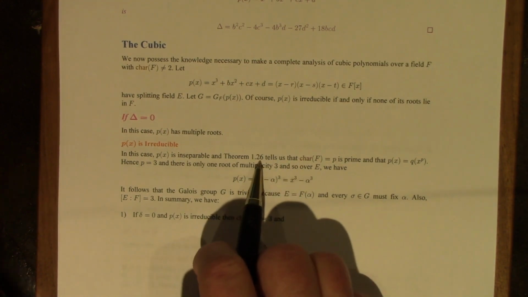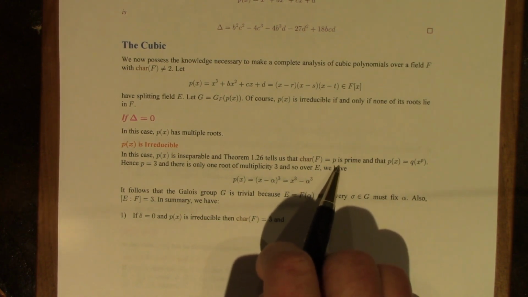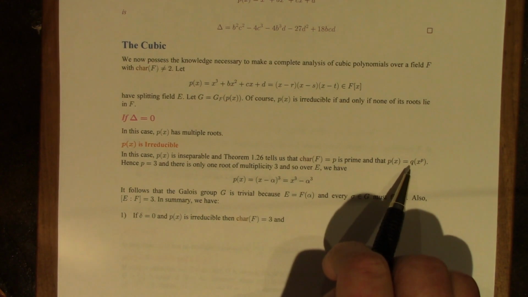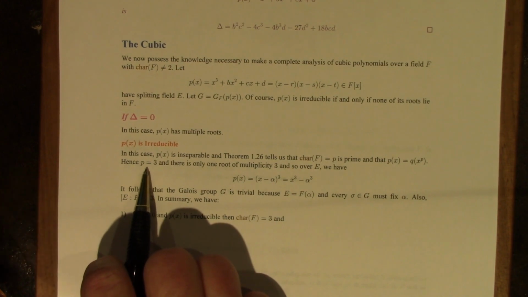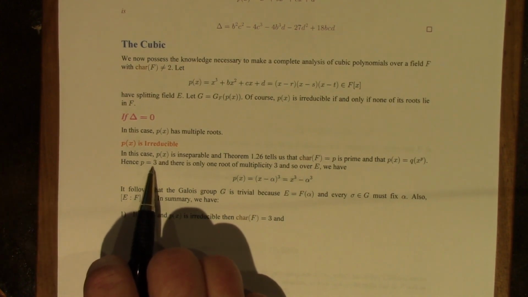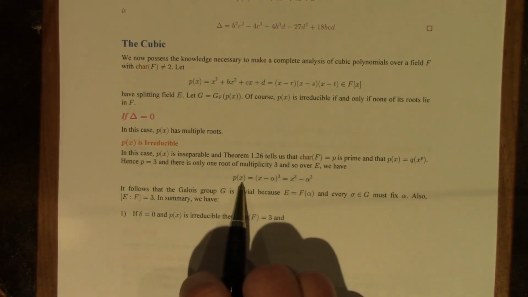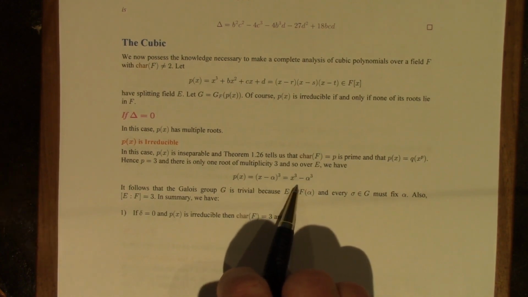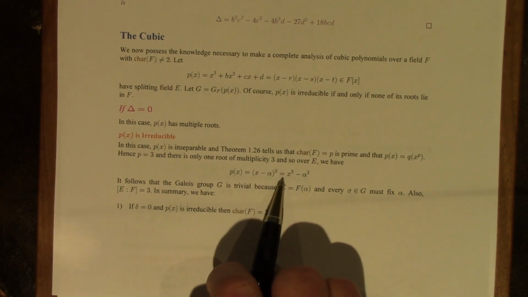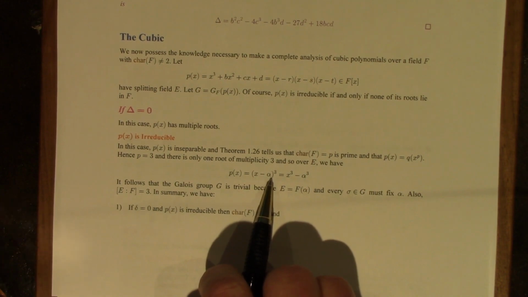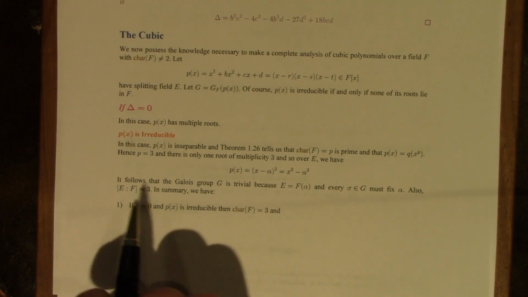And there was a theorem way back in chapter 1 that tells us then that the characteristic of F is a prime p, and that p of x has the form q of x to the p, where p is the prime here. So the characteristic has to be 3. There's only one root then of multiplicity 3, and so over the splitting field, p of x has this form. The Galois group is therefore trivial because alpha must be fixed by the elements of the Galois group. The degree of E over F is 3.